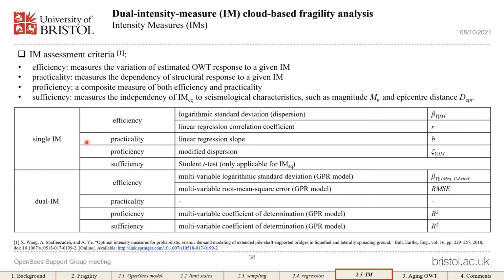So for single intensity measures, a standard earthquake engineering intensity measure assessment methodology was followed, but be aware that this traditional method is largely based on these parameters, which are associated with a linear regression model. On the other hand, for combinations of wind and ground motion intensity pairs, the parameters that we have used were regression parameters related to the nonlinear Gaussian process regression model.